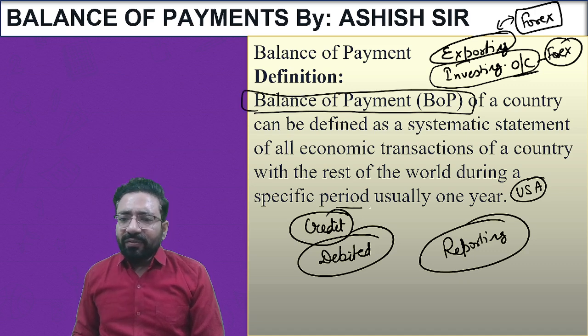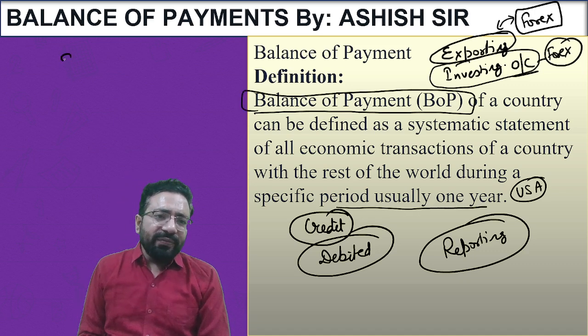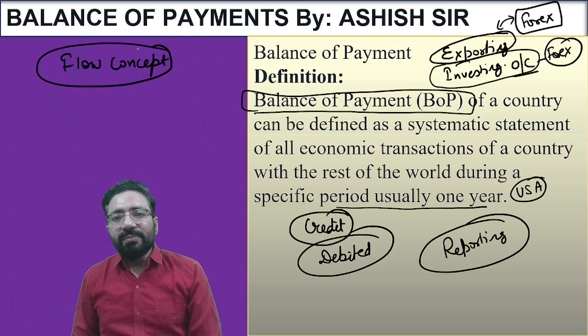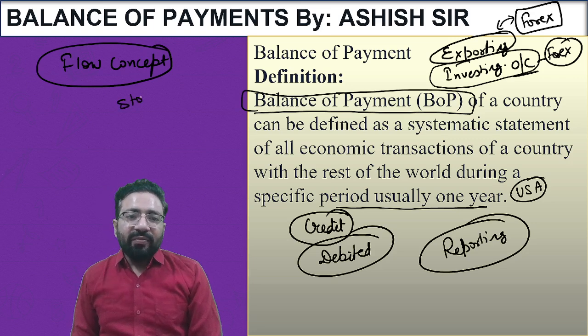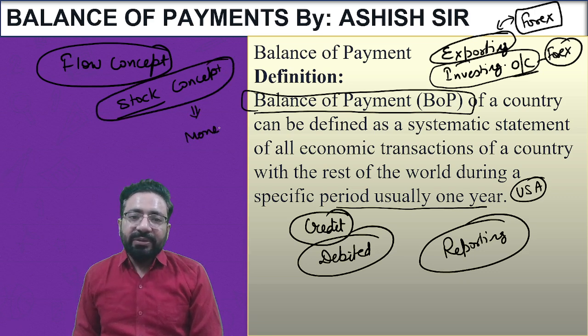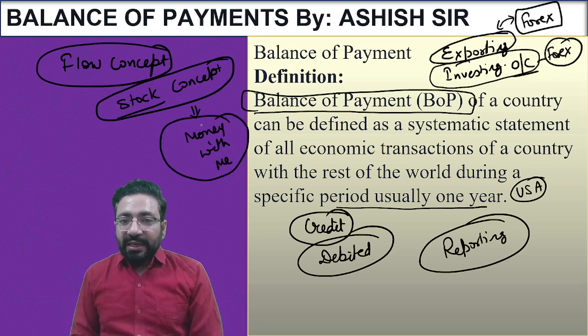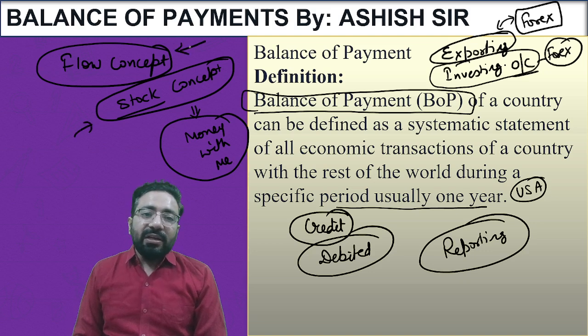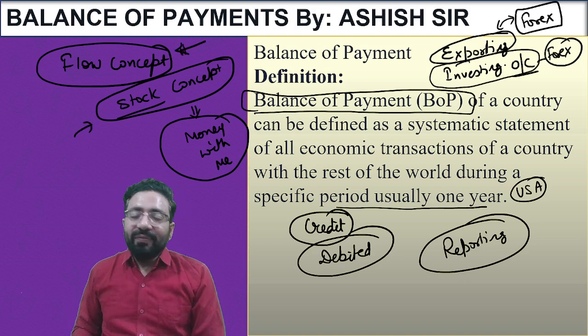And it is usually for 1 year. That means it's a flow concept. Flow means whenever we measure a variable over a period of time, it becomes a flow concept. Otherwise, whenever we measure a variable at a point in time, it would become a stock concept. Like money with me at a particular time, at this moment, would be a stock concept. Whenever the things come for spending, then it would be a flow concept.